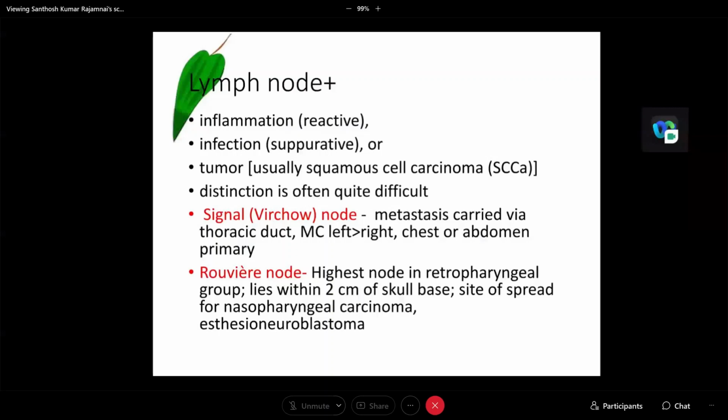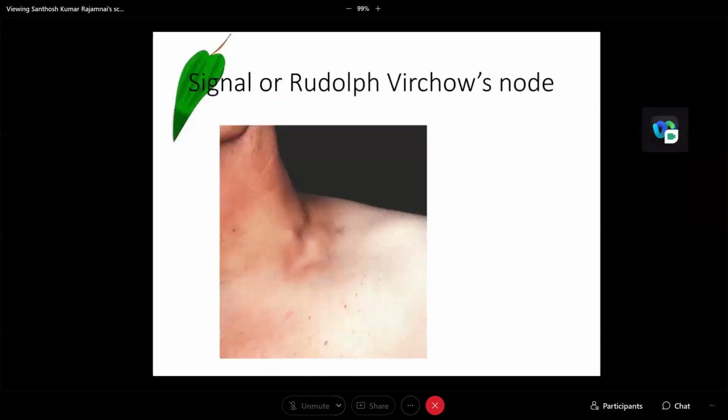If you have enlargement of the signal or Virchow nodes, it is due to malignant cells carried by the thoracic duct, and the primary is usually in the chest or the abdomen, as I said. And there is one more node called Rouvière node, which is in the retropharyngeal region. I said nasopharynx drains into the retropharyngeal nodes, and the highest retropharyngeal nodes are called Rouvière nodes. They are within 2 centimeters of the skull base, and they are the site of spread of malignancy of the nasopharynx and esthesioneuroblastoma.